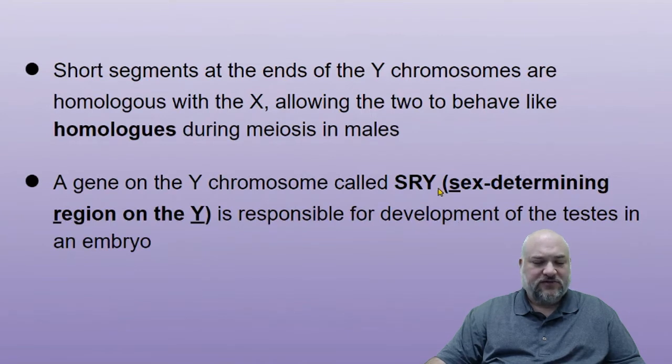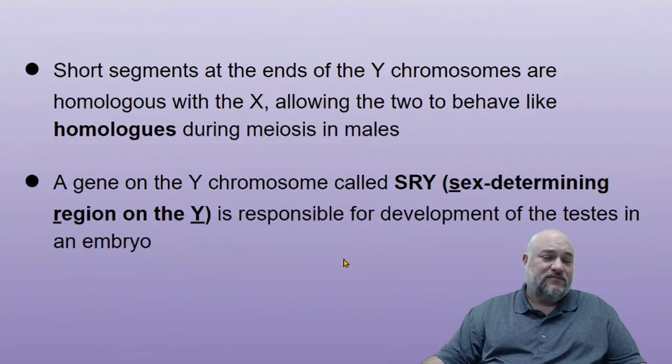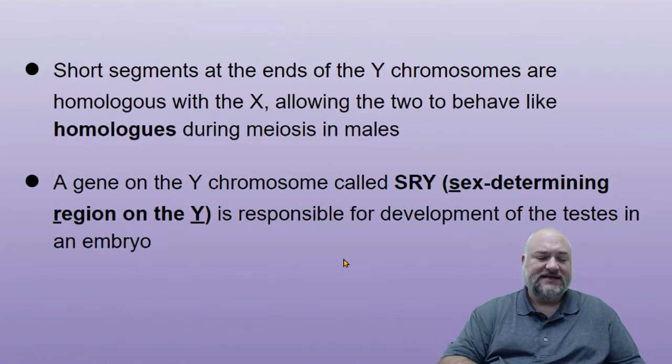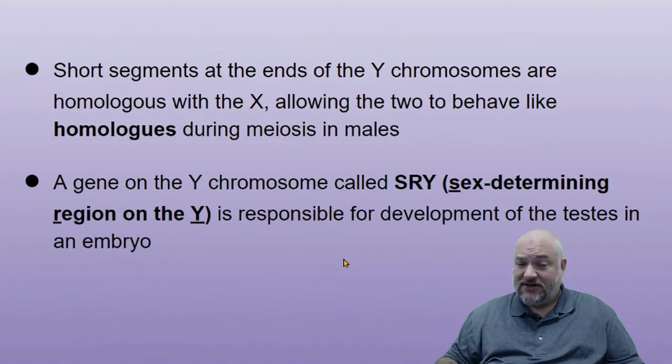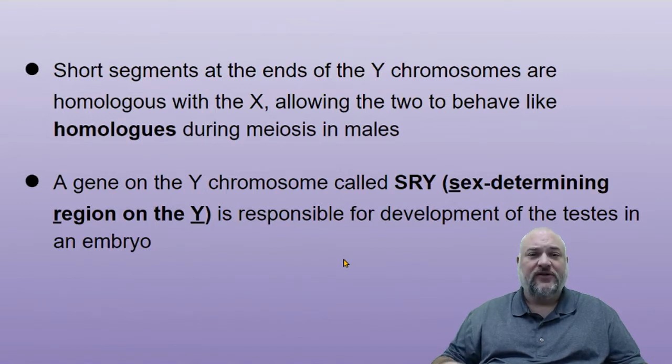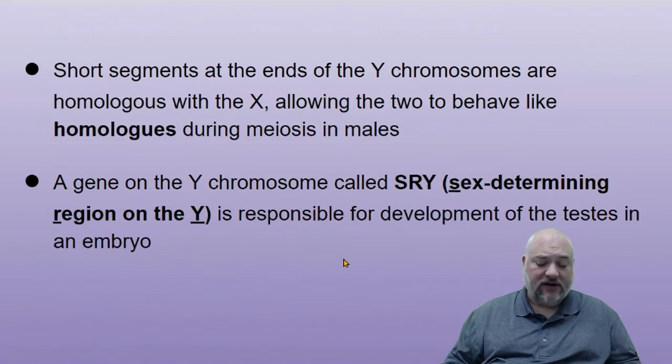So you already talked about the first one here. The big difference here is there's a gene on the Y chromosome called the SRY, or sex determining region, on the Y, and that's responsible for the development of testes in the embryo, and those testes produce testosterone and other androgenic hormones, which then control the development of all the other secondary sexual characteristics that differentiate a male from a female.